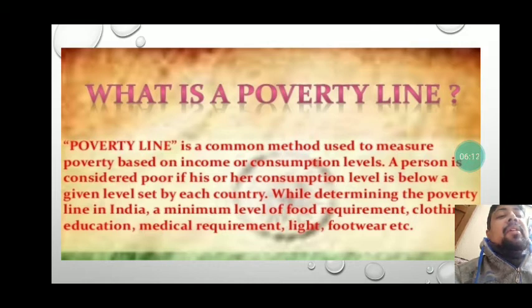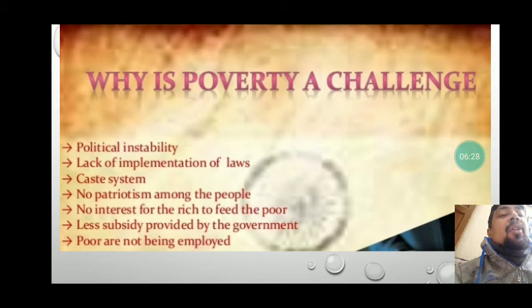If a person is earning a particular income or has a particular consumption level in terms of nutrition, then that person is above the poverty line. And if any person is earning below that, or is taking fewer nutrients, then he is considered below the poverty line. Now, if poverty is a problem, you should understand that it is not only India that is affected by it. It is a global challenge, and we need to address it globally.